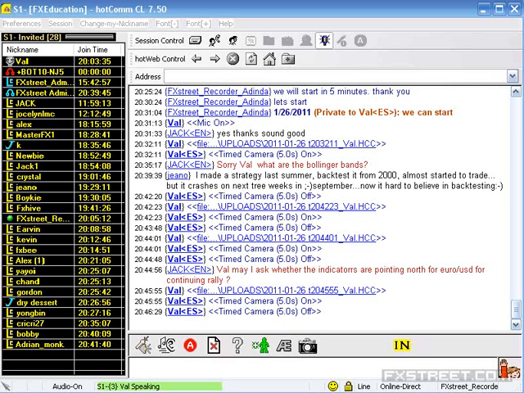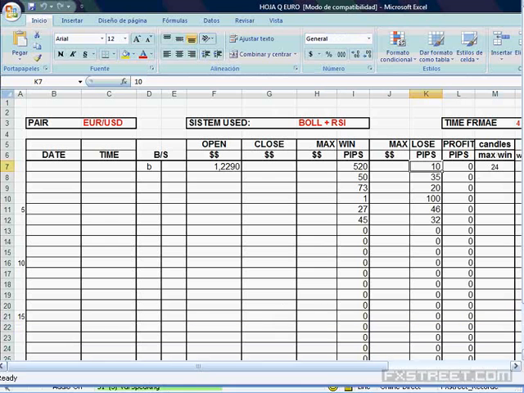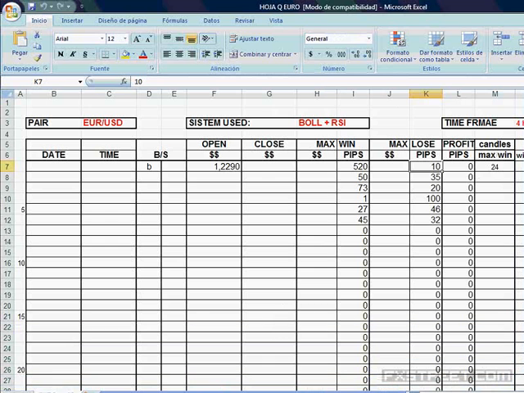So give me a second. I will refresh the camera. I will show you how I start backtesting. When I start doing my backtesting, I start using this.